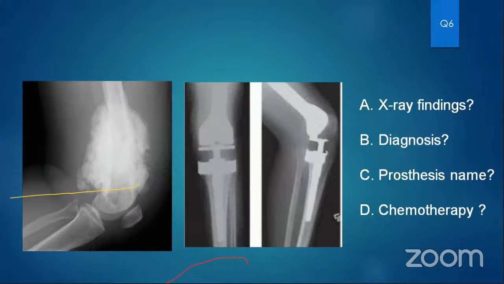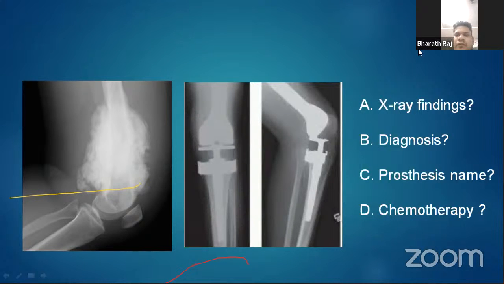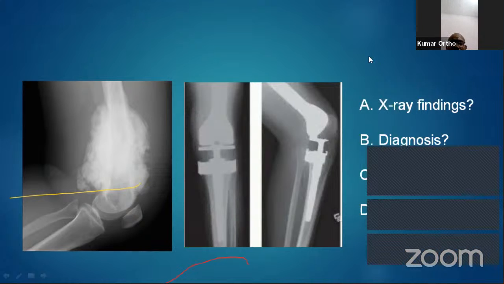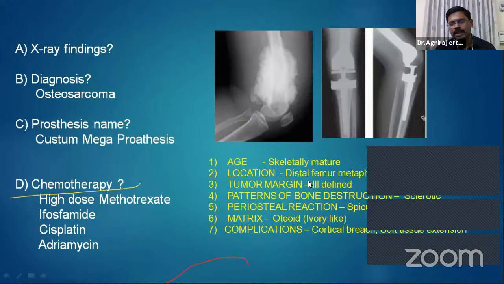Sir, can we go to the answer slide? Let's proceed to the answer sheet. First, mega prosthesis. Osteosarcoma is a very important topic, you read it. The periosteal reaction is a spiculated type. You didn't say interrupted, but spiculated type. A sunburst appearance is somewhat visible.